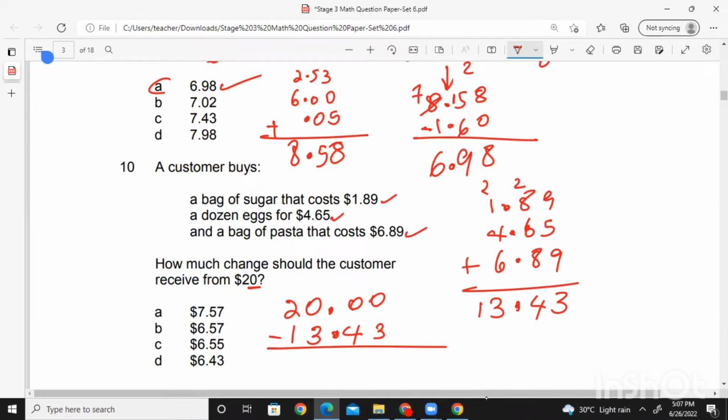How do you subtract? Well, you borrow 1 here. That's 1 being left. That's a 9. That's a 9, and that's a 1. So then we have a 7. We have a 5, and we have a 6. So we're talking about $6.57 change that you would have gotten back if you had brought that.